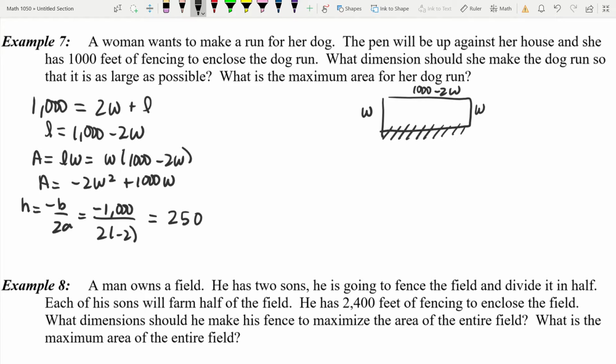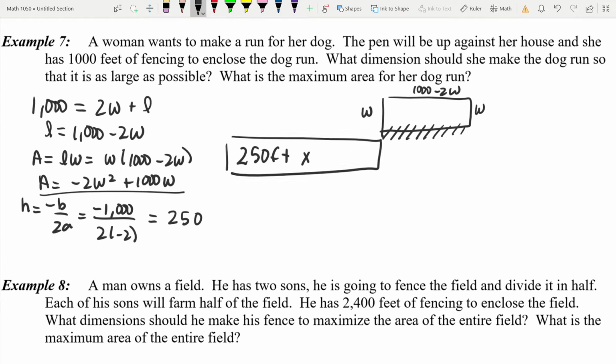Can you tell me what that 250 stands for? Tell me what it is. It's the width. Yes, it's the x-coordinate of this equation, which is the width. Read the question. What dimensions? So I'm going to go 250 feet by, now I have to find the length. So I go to this length equation and I plug it in. Length equals 1,000 minus 2 times 250. That's 1,000 minus 500, which is 500. So your dimensions are 250 feet by 500 feet.